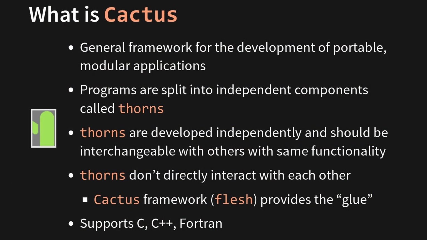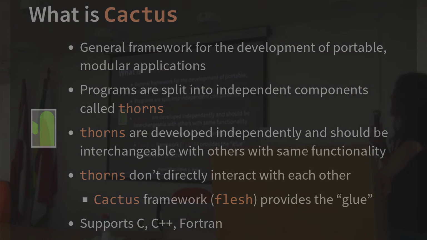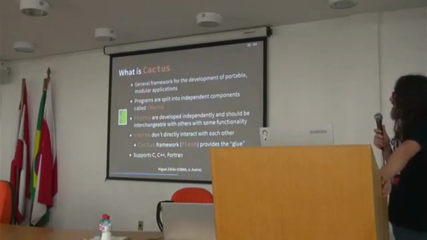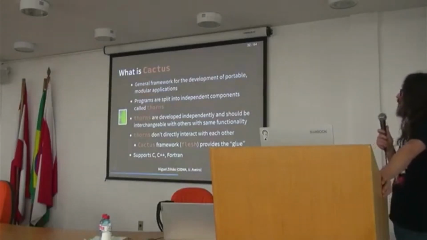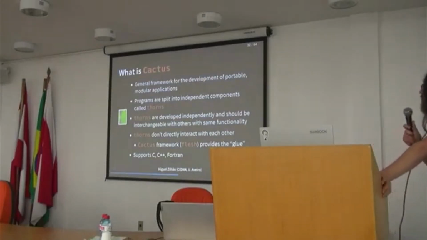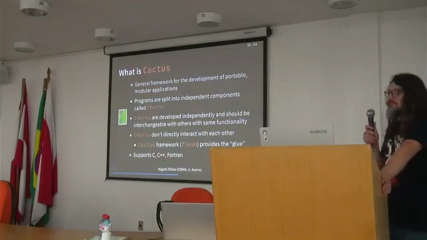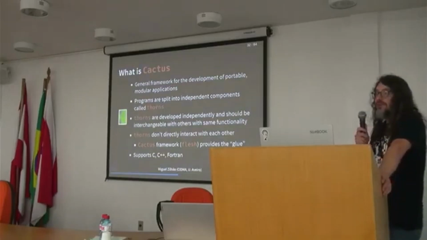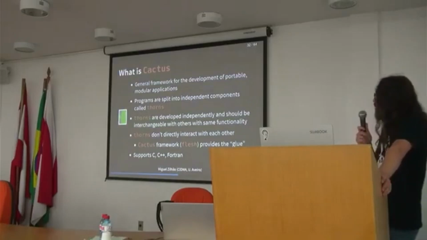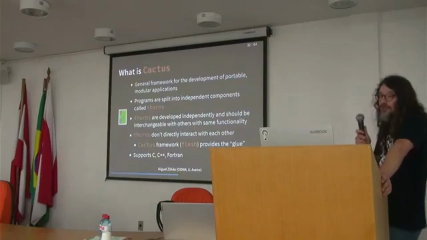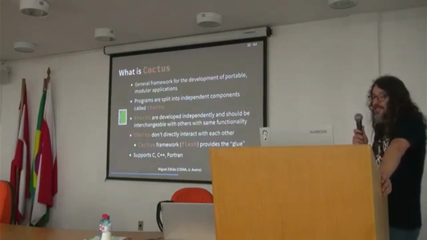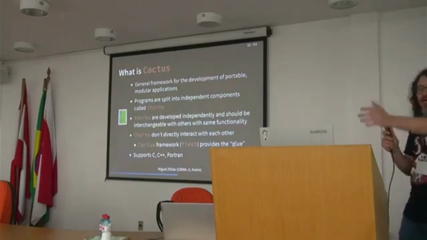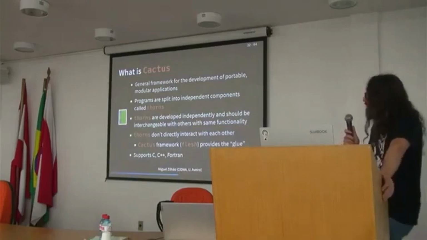Now, I've been talking about Cactus and the Einstein Toolkit. So let me now try and define this thing. So what is Cactus? Well, Cactus is a general framework for the development of portable modular applications. It's relatively old now. I mean, the very first version was released around the 90s, so around 96, 97, something like that. And it has grown somewhat organically since then.